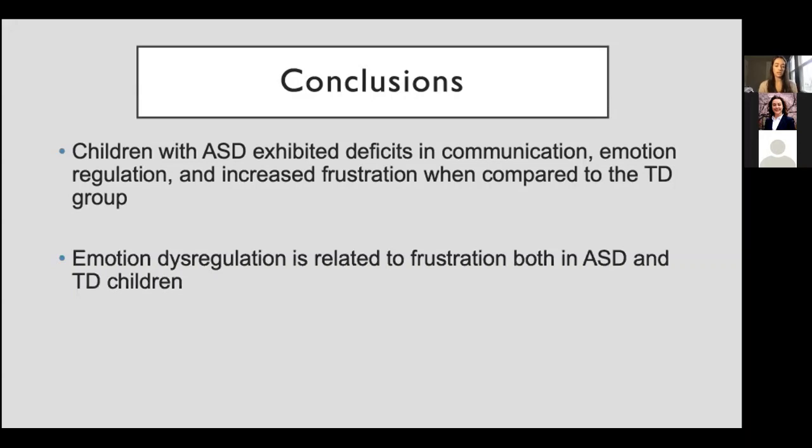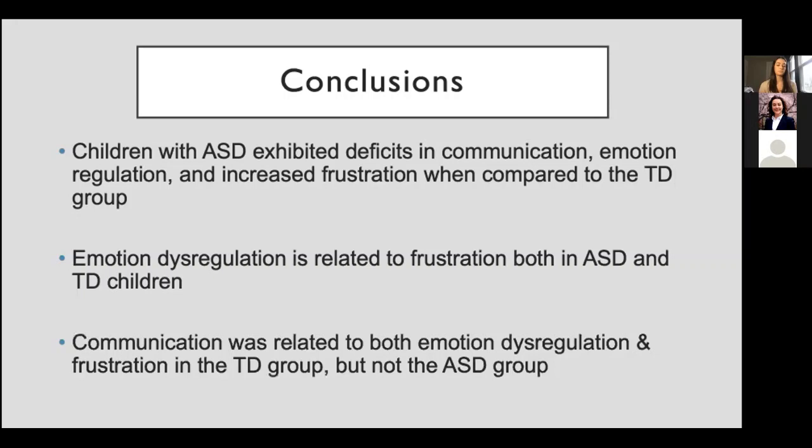Emotion dysregulation is related to frustration in both ASD and typically developing children. And communication was related to both emotion dysregulation and frustration in the typically developing group, but contrary to my hypothesis, not in the ASD group. As discussed before, this could be related to the low communication scores of this sample of children with ASD. The relationships between communication and emotion dysregulation and frustration in the control group shows that these constructs are related, but there is something about the ASD sample that makes them unrelated in this group.